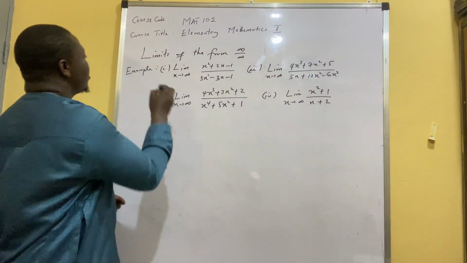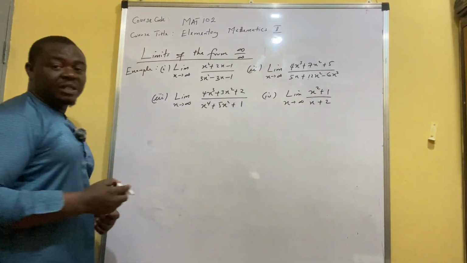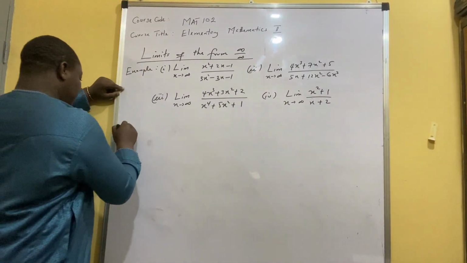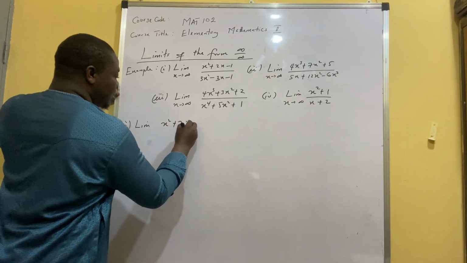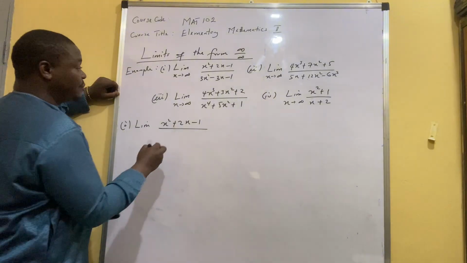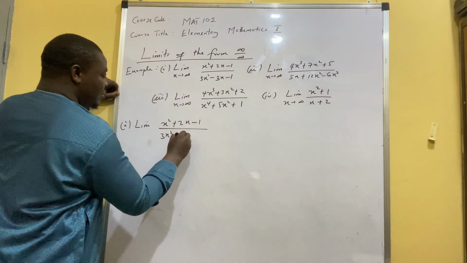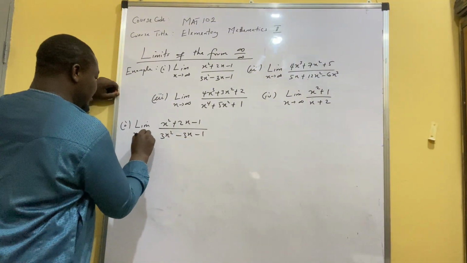We now want to look at the limits of the form infinity over infinity. What do we mean by this? Let's take example 1: find the limit of x squared plus 2x minus 1 divided by 3x squared minus 3x minus 1 as x tends to infinity.